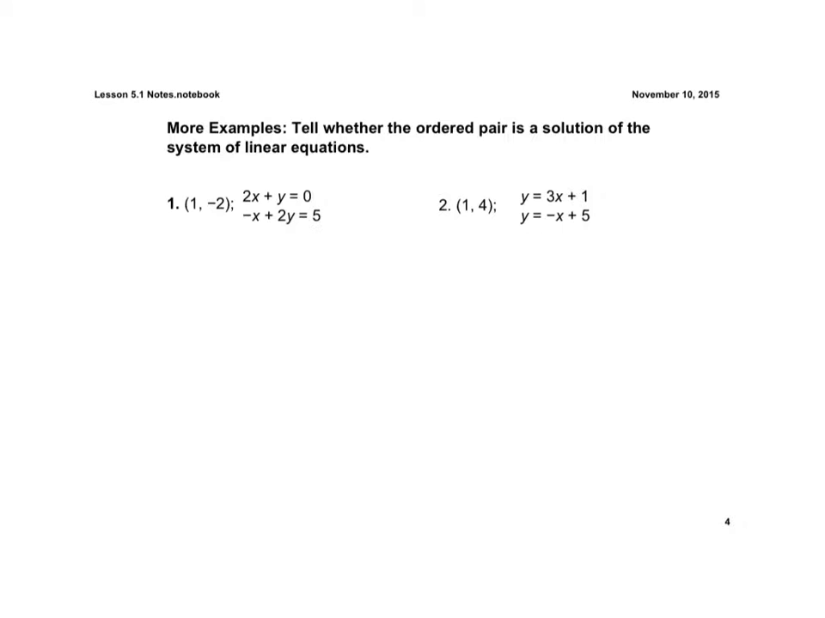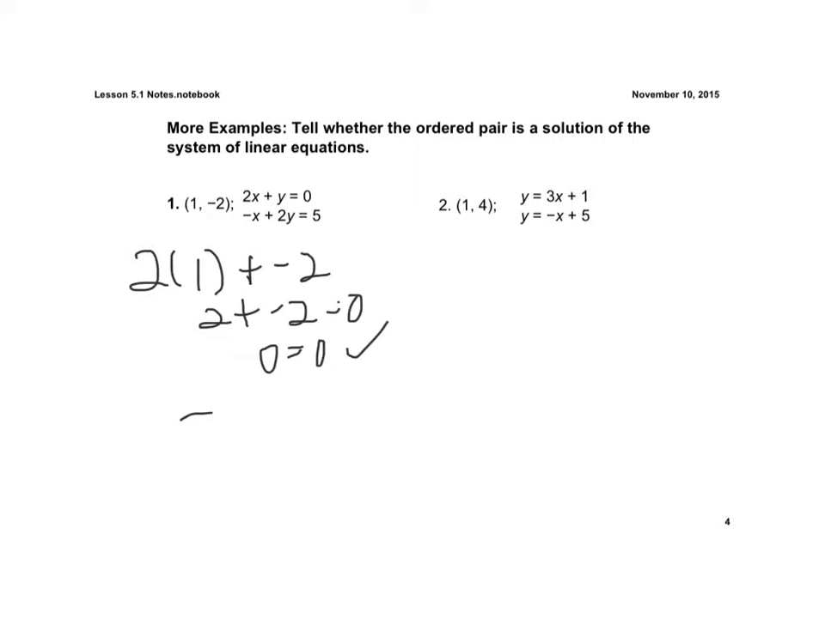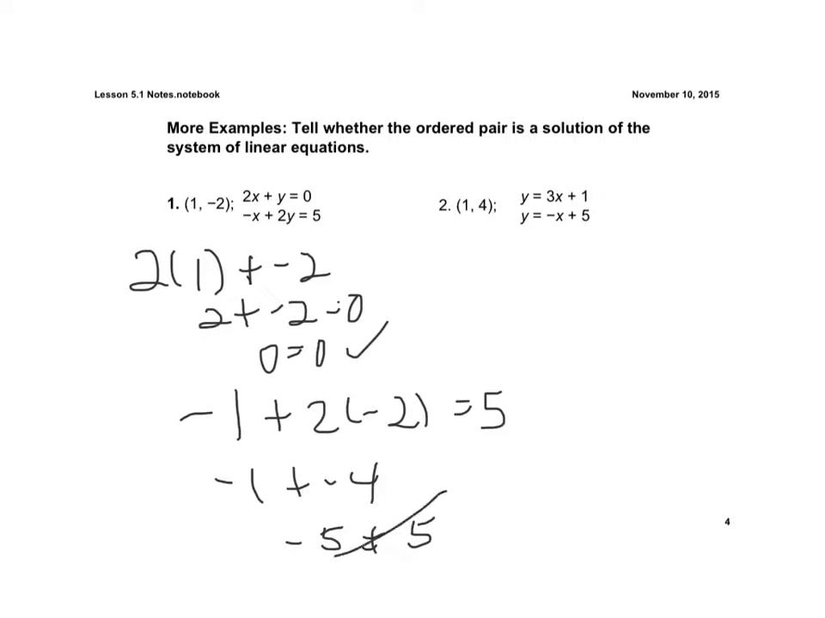And in this case, if we try this system, 2 times 1 plus a negative 2 is 2 plus negative 2 is 0, and 0 equals 0, and that checks. Then I'm going to plug 1 in for x, so the opposite of 1, plus 2 times negative 2 is supposed to equal a positive 5. Negative 1 plus negative 4 is a negative 5, does not equal a positive 5. Since this does not check, that's not a solution.